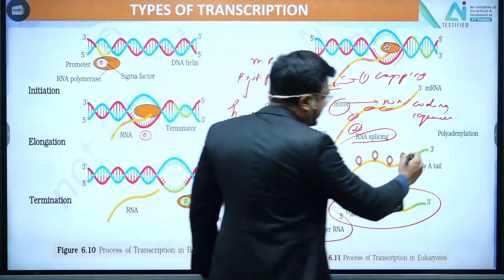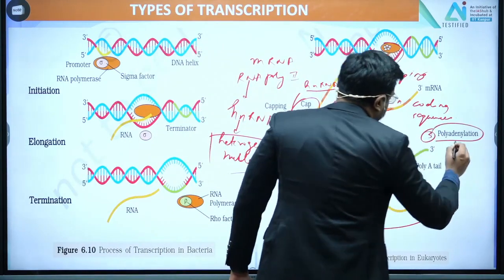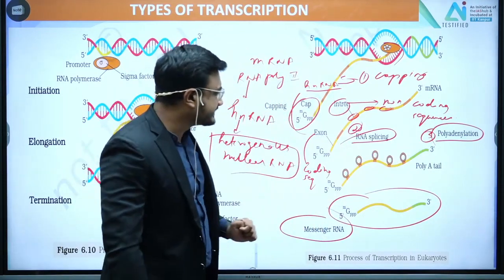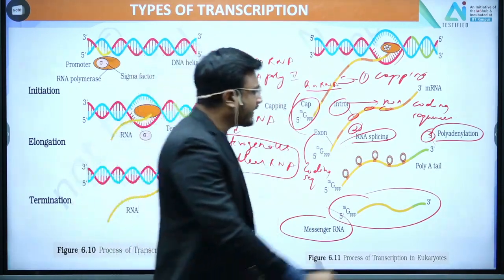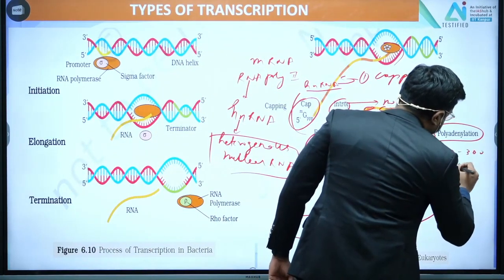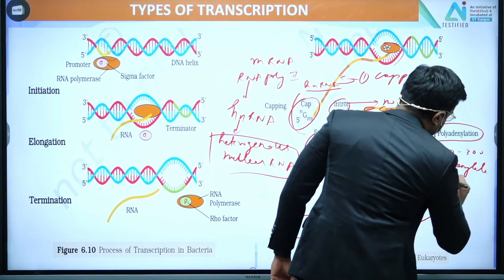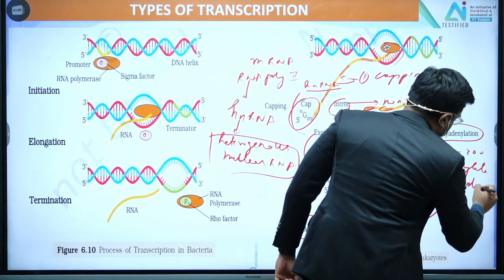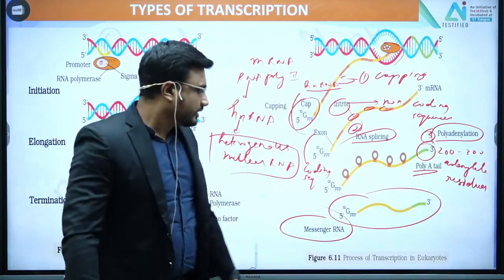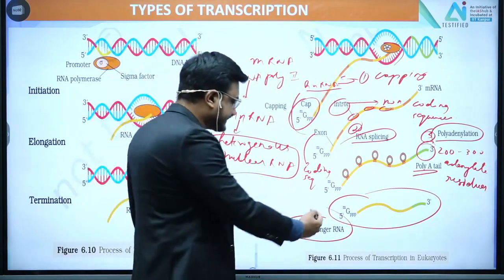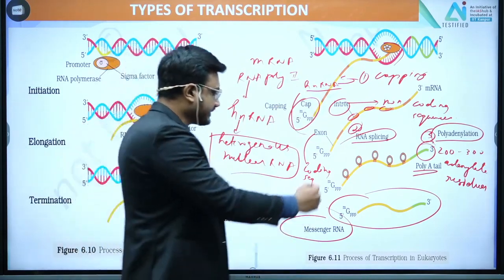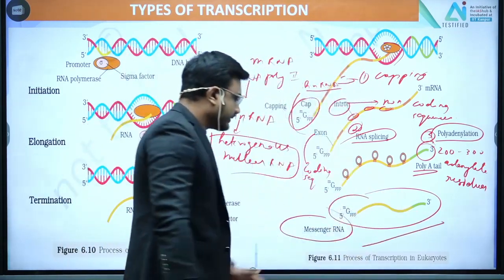After this RNA splicing, we have the next post-transcriptional process, that is polyadenylation. What happens in polyadenylation is that 200 to 300 adenylate residues are added to the 3' end of the hnRNA. So finally we have the messenger RNA after all these 3 post-transcriptional modifications, in the 5' to 3' manner.